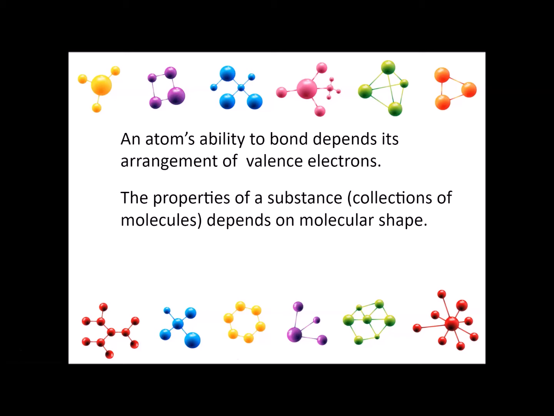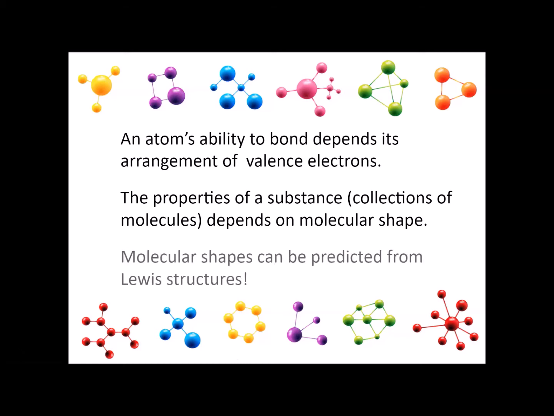But what if we have a collection of molecules, what you might call a substance? The properties of that are dependent on the shape of the molecule. And the shape of the molecule determines how collections of molecules interact with each other. We can predict molecular shapes from good Lewis structures. So all of the work that you've been doing in this unit is leading us up to this point.